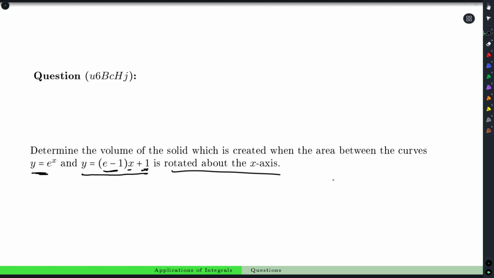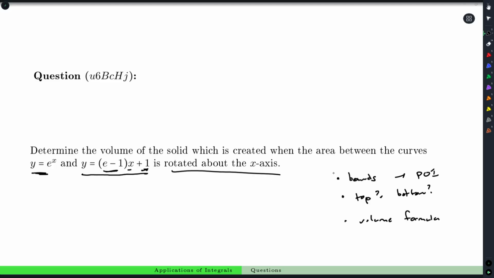So we're going to have to come up with the bounds, and we'll do that with points of intersection. We'll also have to, because there's two curves, figure out which is the top function and which is the bottom function. Okay. And then we can use our volume formula.